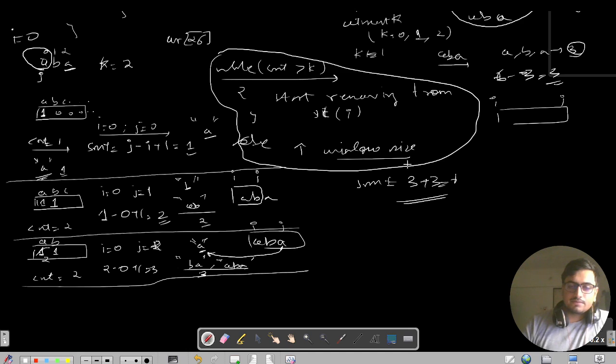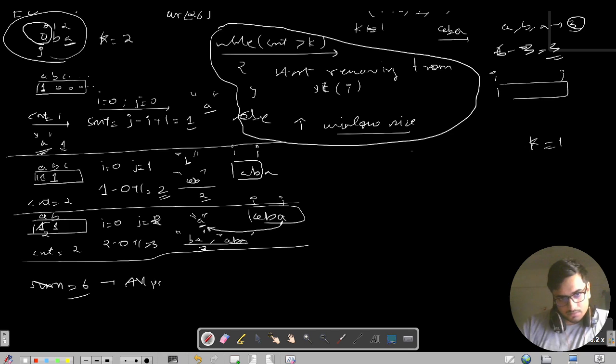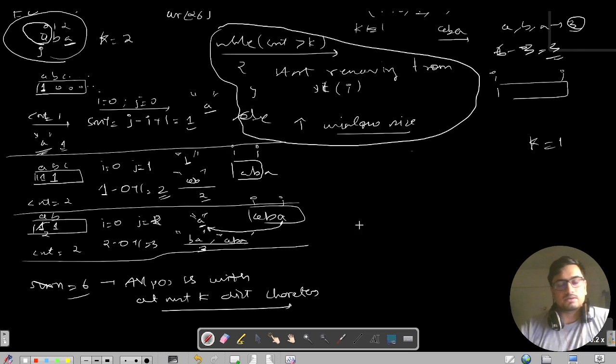So we have done the iteration for finding the most k for k equals 2 in this particular string. Now we need to do this iteration again for k equals 1 with the same string. So I'm just erasing this and writing on the left hand side again: my sum, or let's say all possible substrings with at most k distinct characters. Don't mind my handwriting, guys.